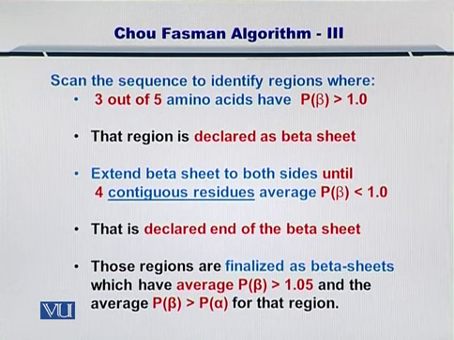So from those regions where you have declared the beta sheets, you calculate the average propensity for all of those amino acids for formation of a beta sheet, and if the overall propensity comes out to be more than 1.05, then you finalize those regions as beta sheets. More so, the second condition for that is that this propensity should be greater than the propensity of those amino acids to make an alpha helix. So these are 2 necessary conditions to finalize a beta sheet.